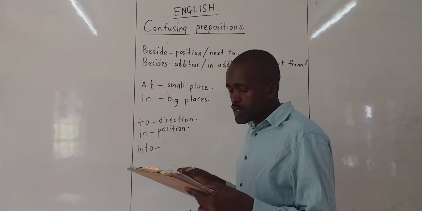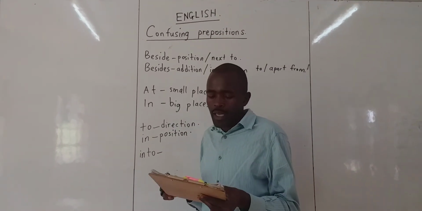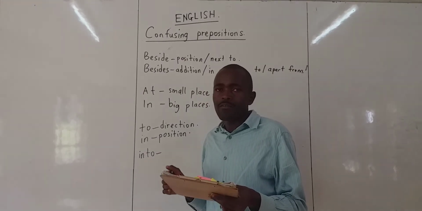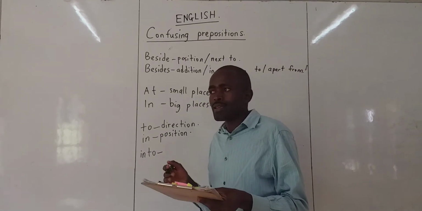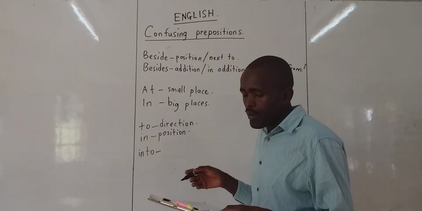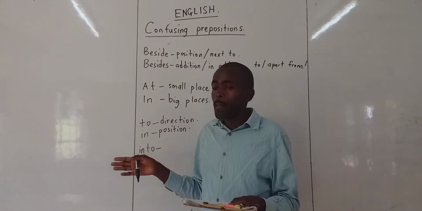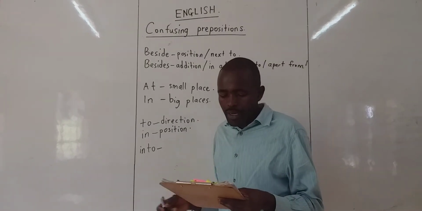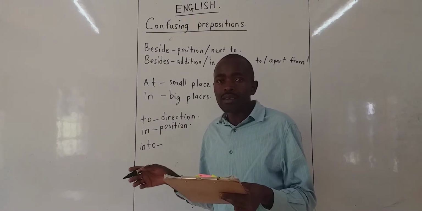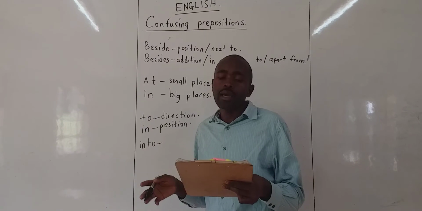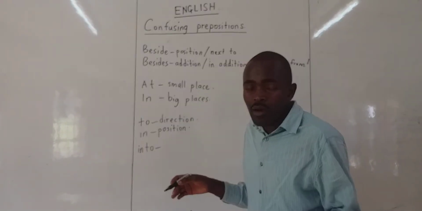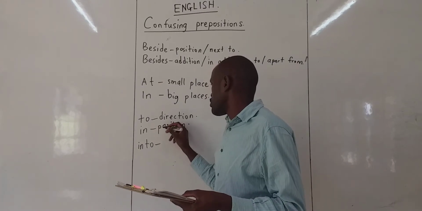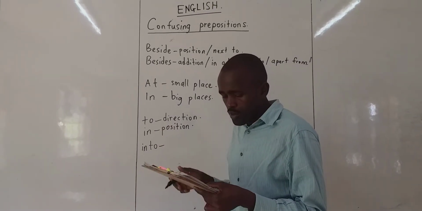And then let me talk about in to show position. For example, I can say the money is in the safe. I also talk about in with a corner. If I place a ball in a corner, then I say the ball is in the corner. So for a corner of the room, remember, you use in the corner. So in is used to show position.